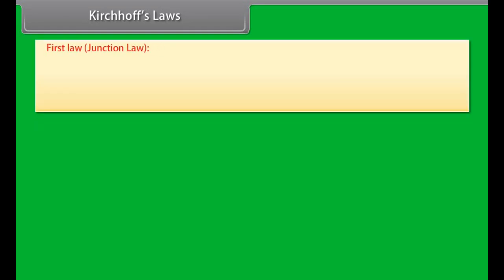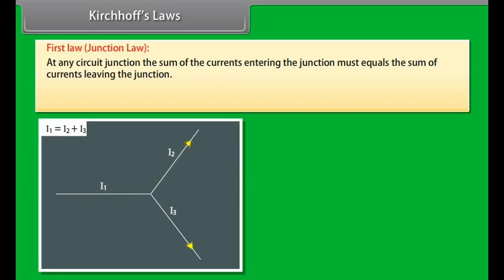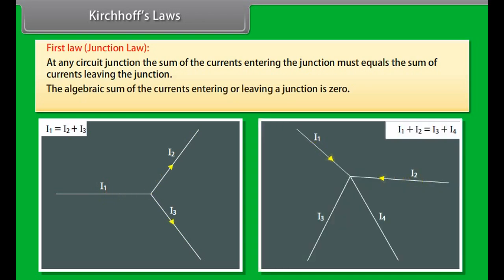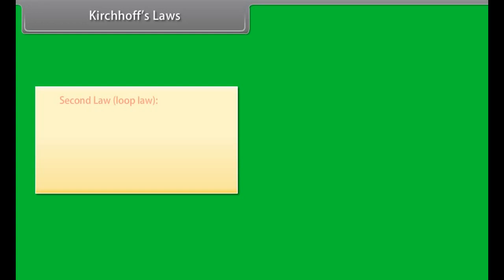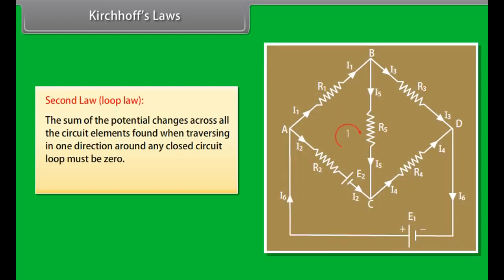Kirchhoff's laws. First law states that at any circuit junction, the sum of the currents entering the junction must equal the sum of currents leaving the junction. The algebraic sum of the currents entering or leaving a junction is 0. Summation of I is equal to 0. Second law states, the sum of the potential changes across all the circuit elements found when traversing in one direction around any closed circuit loop must be 0. Summation of delta V is equal to 0.